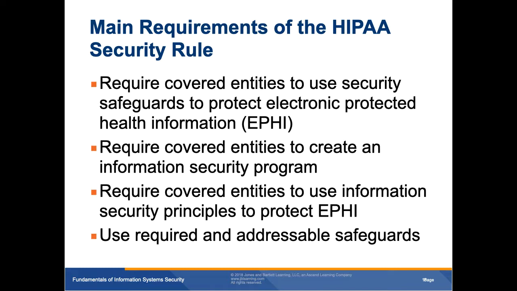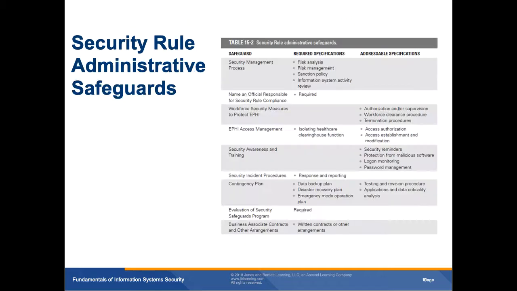Main requirements for the HIPAA Security Rule. It requires covered entities to use security safeguards to protect electronic protected health information, to create an information security program, and to use information security principles to protect the electronic protected health information, and use required and addressable safeguards.